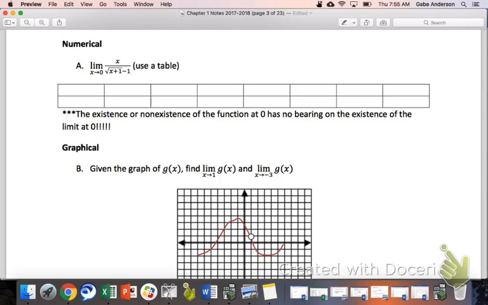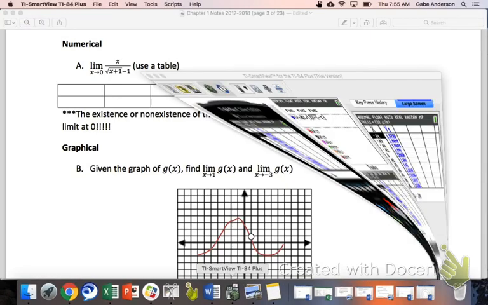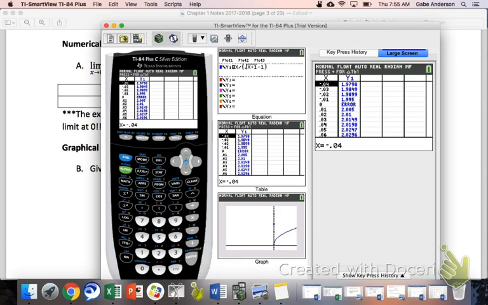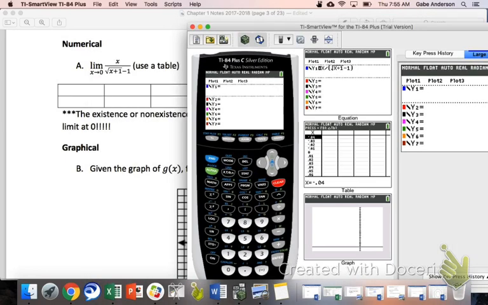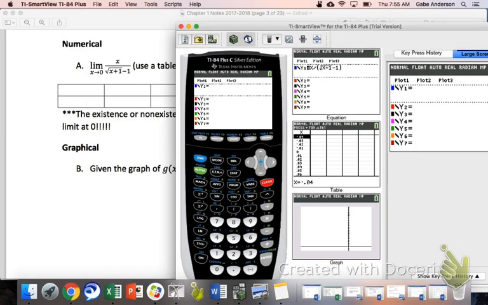So we're going to use a table to help us with this. I'm going to show you, just to remind you in case maybe you've forgotten a little bit about how to do this. You know what, this is left over from yesterday. So I'll start over and just show you how to do this in case maybe you've forgotten. The first thing we're going to do is enter that function. Let me move this over just a little bit. We're going to enter that function right there into our y equals menu.